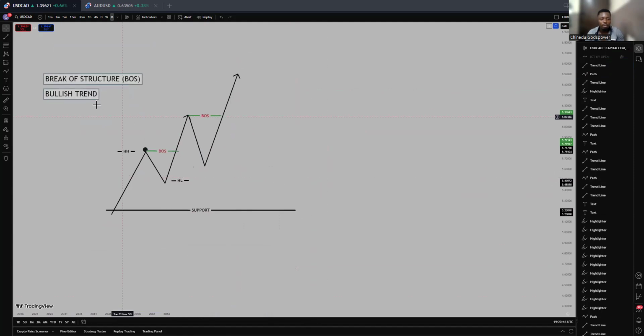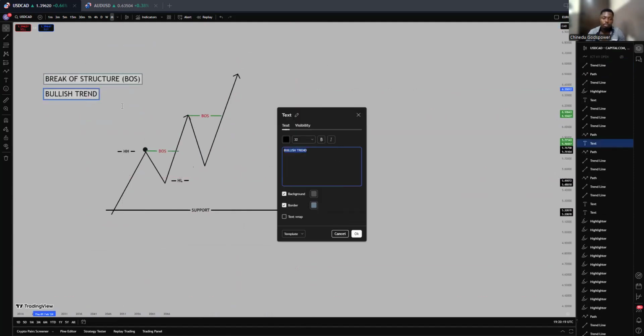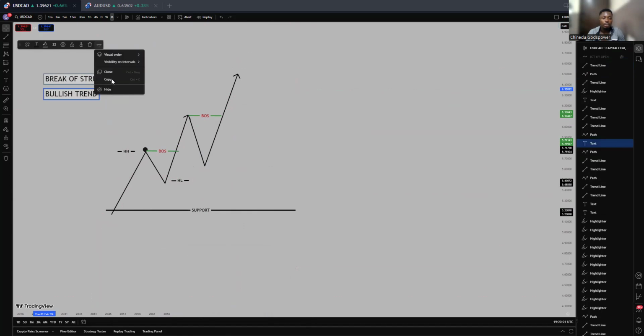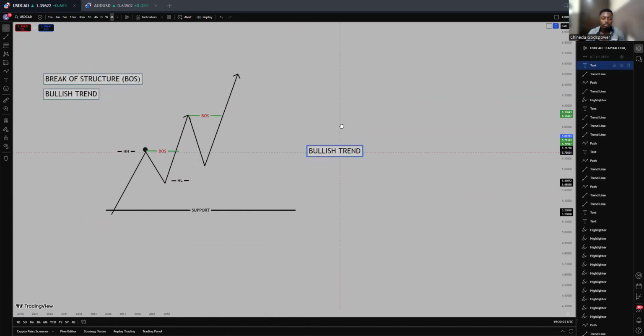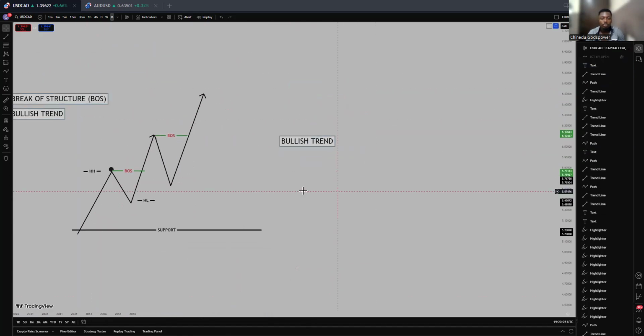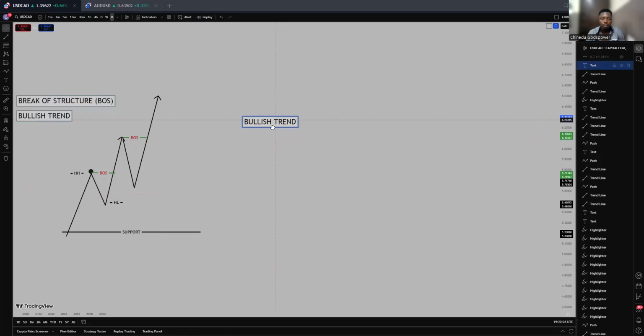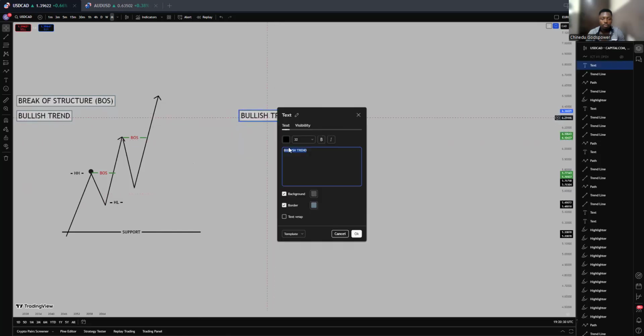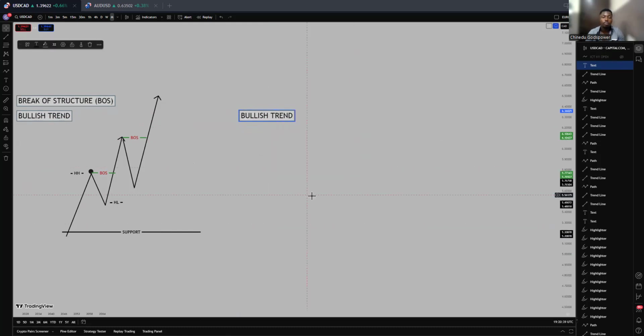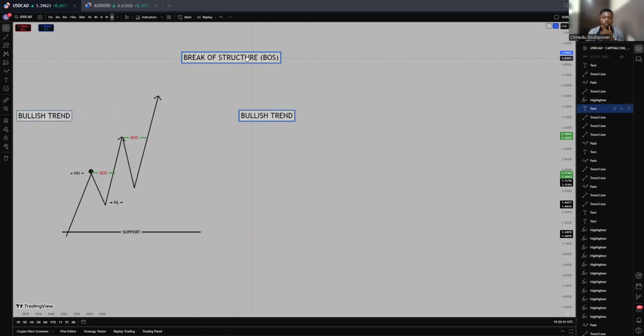Now let's look at a bearish trend. For a bearish trend, price is coming from a level of resistance.